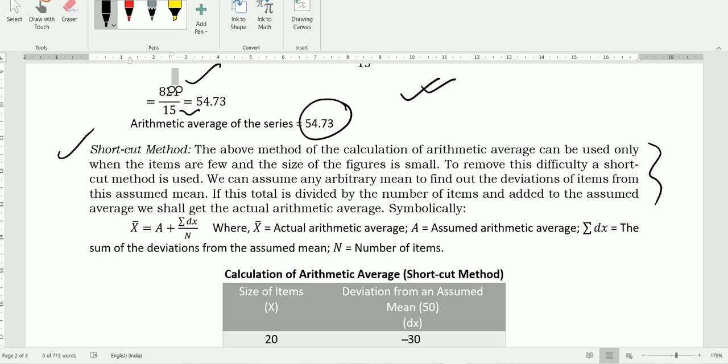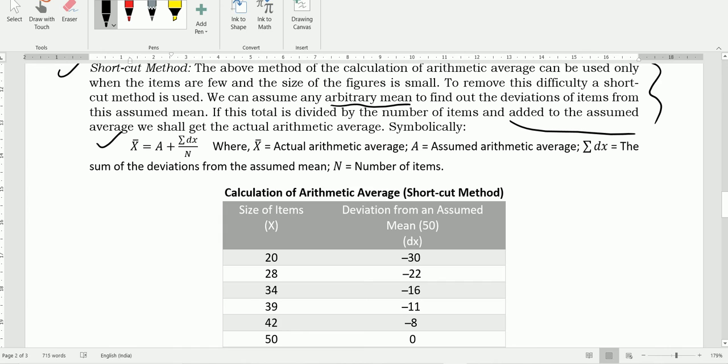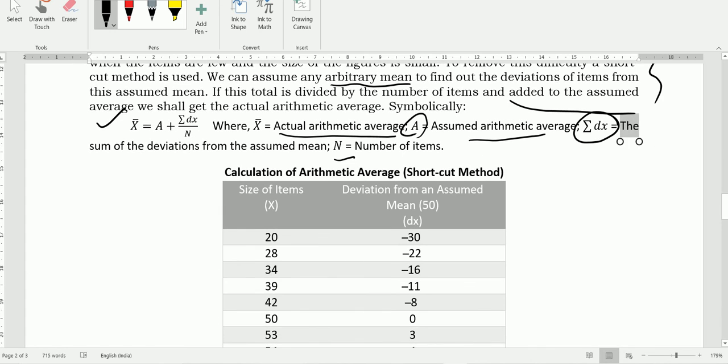So we can assume any arbitrary mean, and find the deviations of the items from this assumed mean. If this total is divided by the number of items and added to the assumed mean, we shall get the actual arithmetic average. Symbolically, it is expressed this way: x bar, that is the mean, is equal to a plus summation dx by n, where x bar is the actual arithmetic average, a is the assumed arithmetic average, summation dx is the sum of the deviations from the assumed mean, and n is the number of items. So this is the formula for the calculation of the arithmetic average.